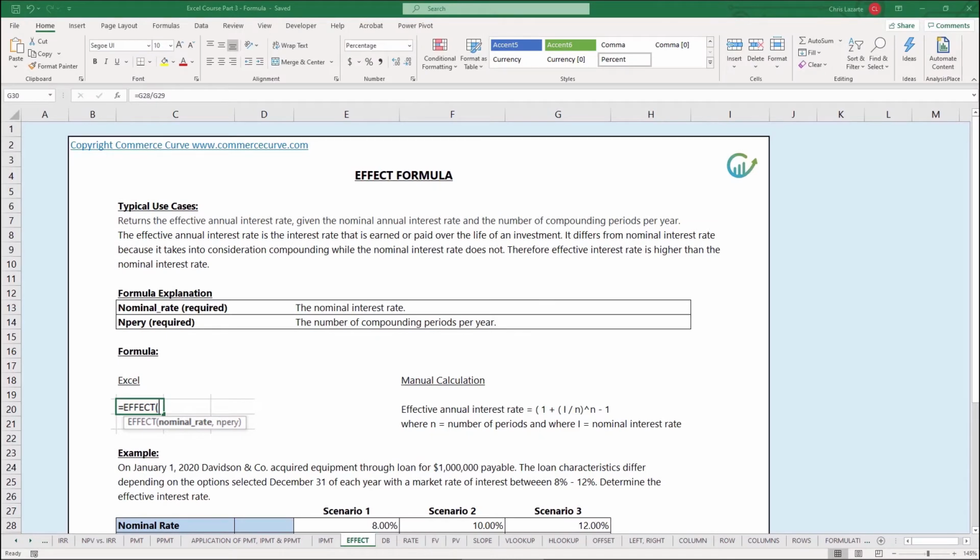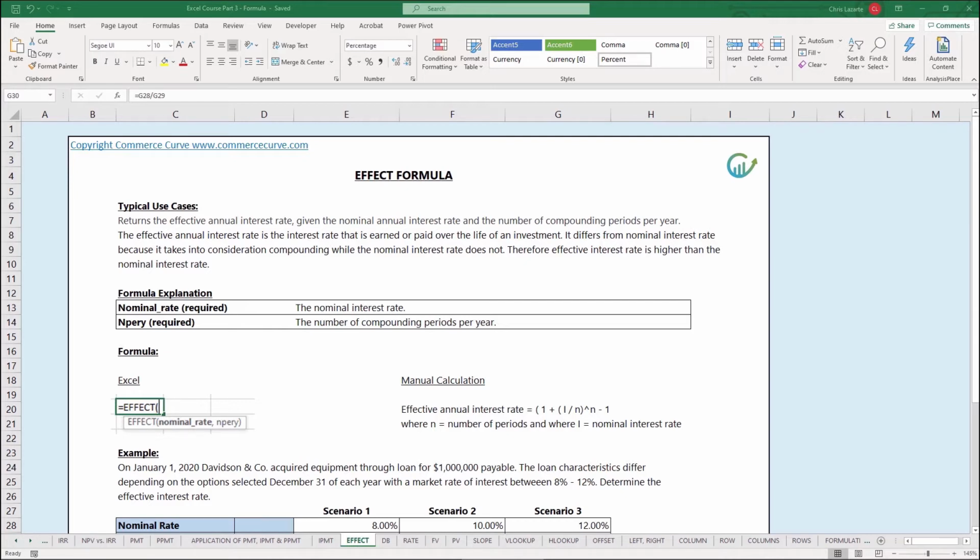In this lesson, we're going to review the effect formula in Microsoft Excel. The effect formula is used to calculate the effective annual interest rate, and that differs from the nominal annual interest rate because it takes into consideration the compounding periods per year.